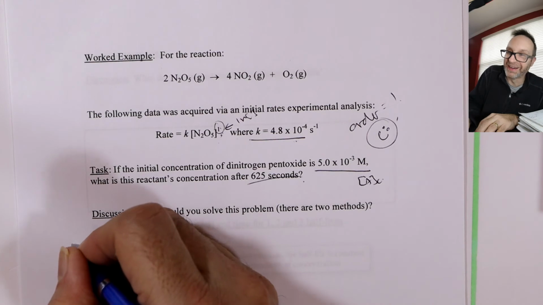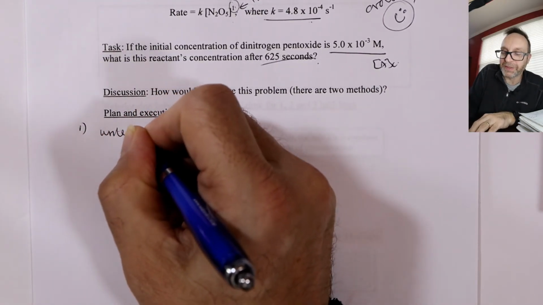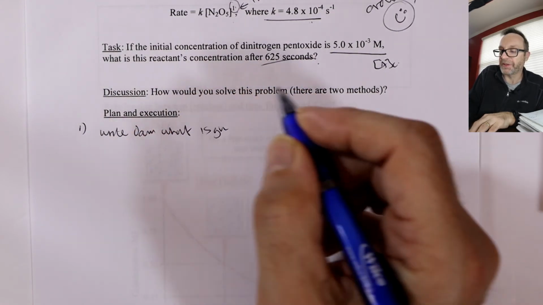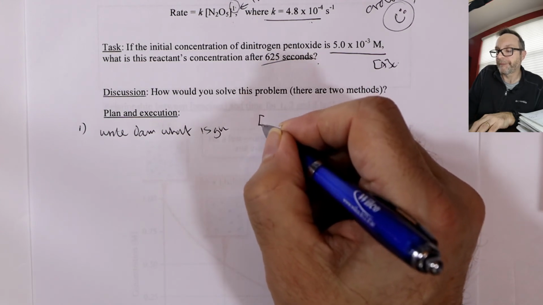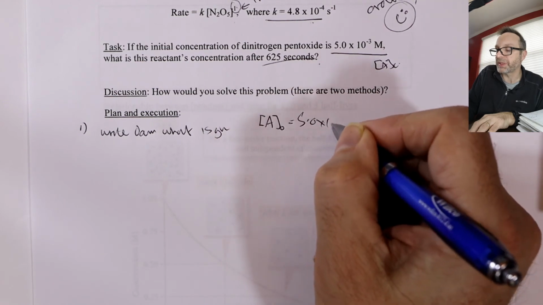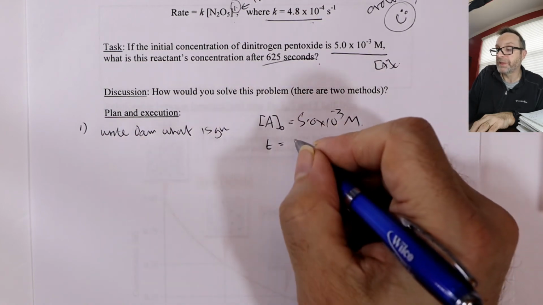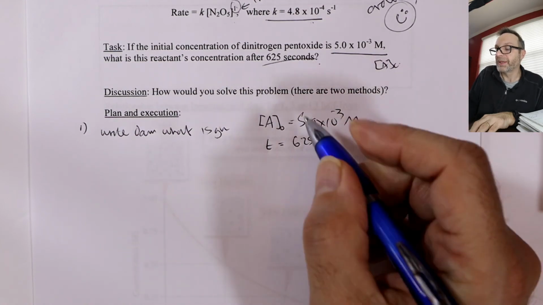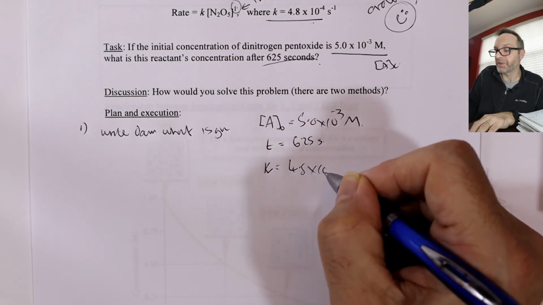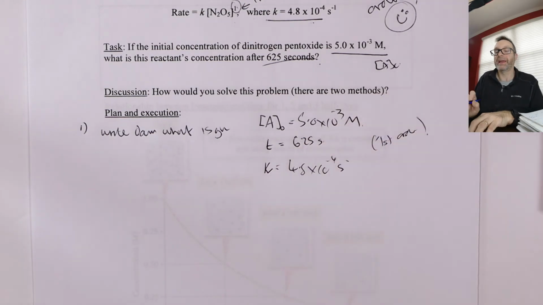Now I'm going to let you have a shot at this. I'll give you the plan now. Write down what is given. What did they give us? I'll do it generically. A0 equals 5.0 times 10 to the minus 3 moles per liter. T equals 625 seconds. And also K equals 4.8 times 10 to the minus 4 seconds to the minus 1. And it's first order.